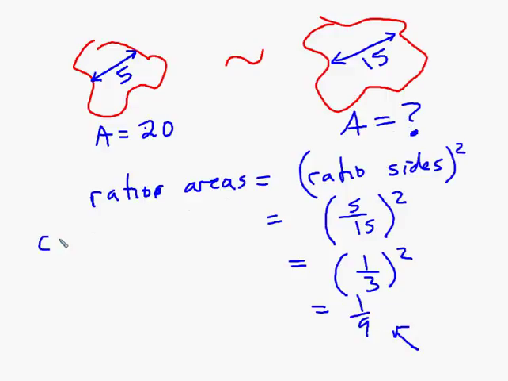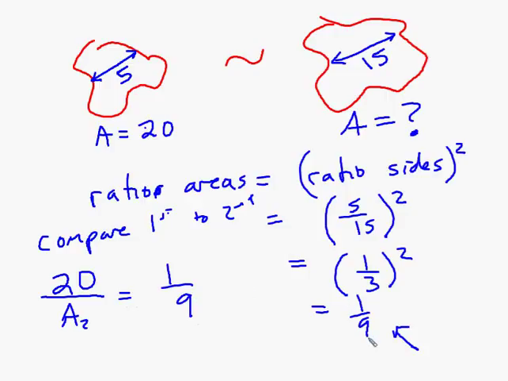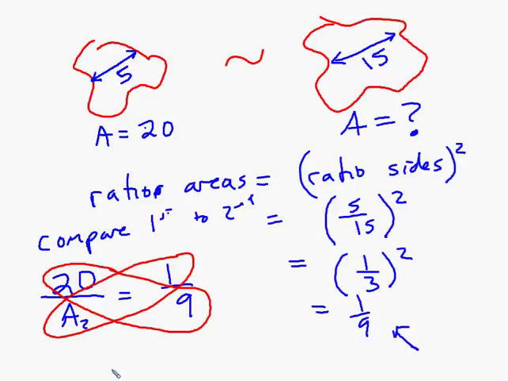So I'm going to do a comparison. I just want to be consistent. I'm always going to compare the first shape to the second shape. You can do small to big or big to small as long as you're consistent. So I'm going to compare the first to the second, whether it's bigger or smaller. So I'm going to say the area of the first shape compared to the area of the second shape must be in the ratio 1 to 9. First shape, second shape. You with me? Now, how do we solve a proportion? Cross multiply. So area number 2 is 180 units squared, whatever that happens to be.